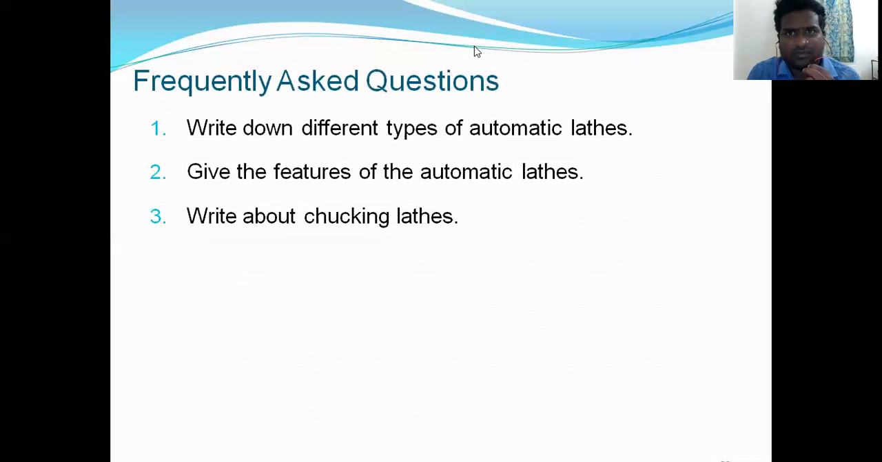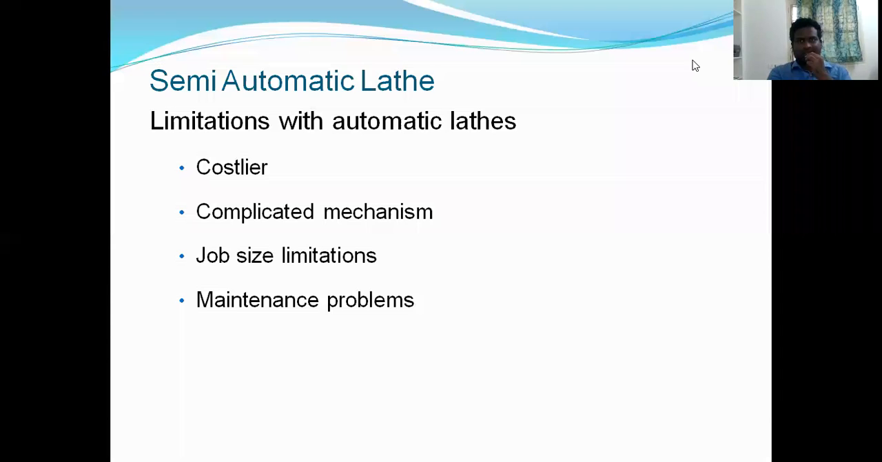Alright, now we are moving to a new topic. Now we are going to discuss the semi-automatic lathe. Semi-automatic lathes were developed from the limitations of the automatic lathe. What are the limitations of the automatic lathe that we have to observe?